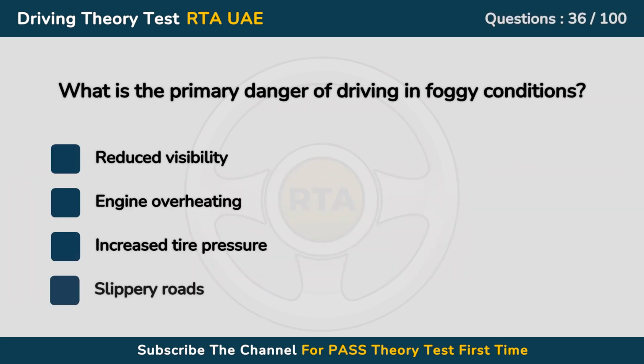Question 36. What is the primary danger of driving in foggy conditions? A. Visibility. B. Engine overheating. C. Increased tire pressure. D. Slippery roads.